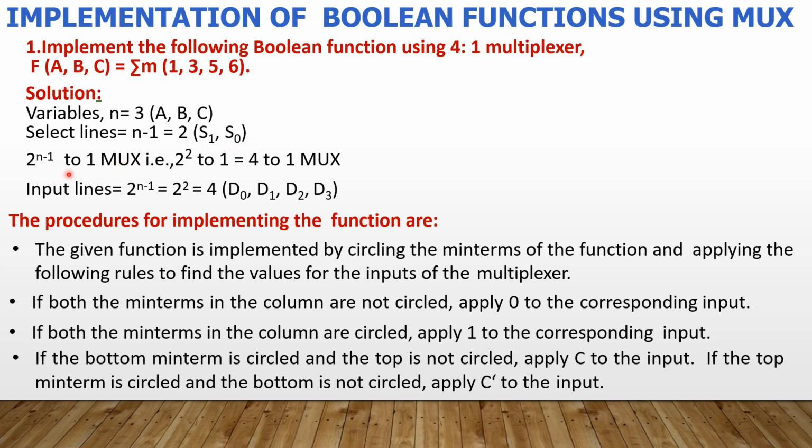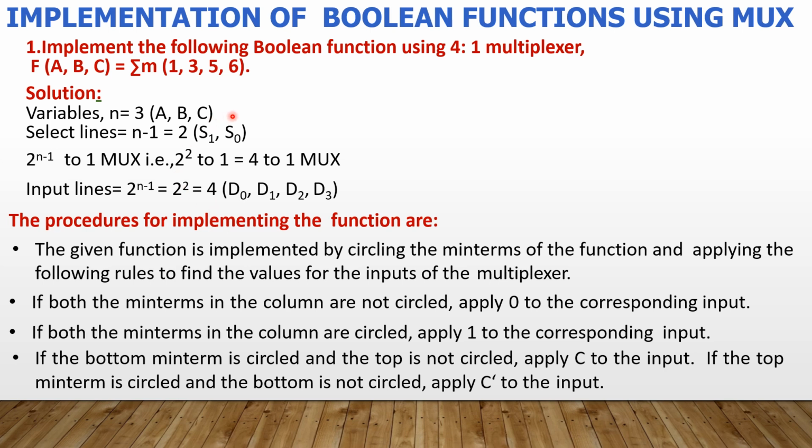And then the type of the multiplexer that has to be used. Sometimes they may mention the type of the multiplexer, sometimes they may not. In that case, we have to find the type of the multiplexer that has to be used. The formula is 2 power n minus 1 to 1 multiplexer, that is 2 power 3 minus 1 is 2, so therefore 2 power 2 to 1, which is nothing but 4 to 1 multiplexer. So number of input lines is 2 power n minus 1, so 2 power 2, that is nothing but 4.